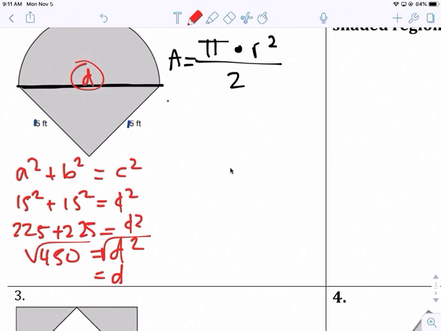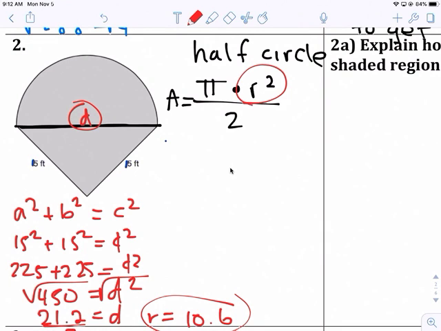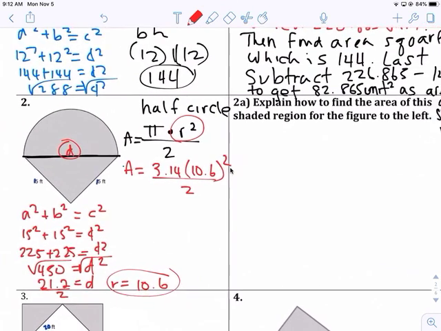Diameter, always round it to the nearest tenth, otherwise too difficult. 21.2 is your diameter. Therefore, for your radius, you divide 21.2 by 2, which is 10.6. So you're going to use this radius for this one here. So area equals 3.14 times 10.6 squared. Divide that by 2. Put that in your calculator.